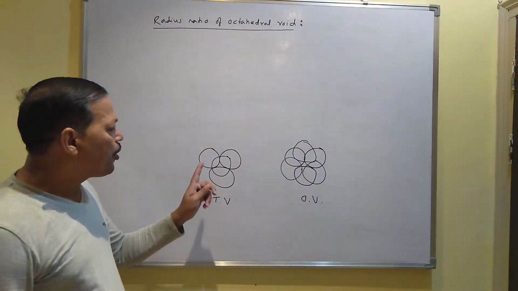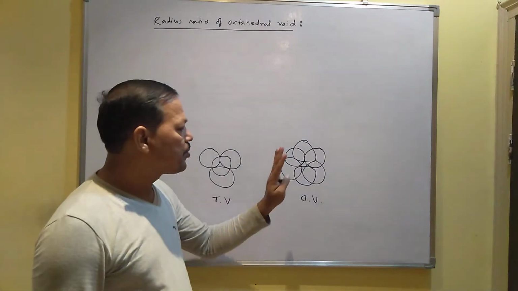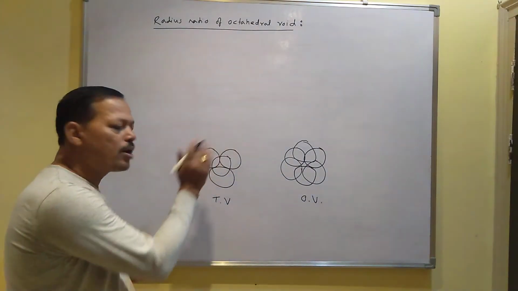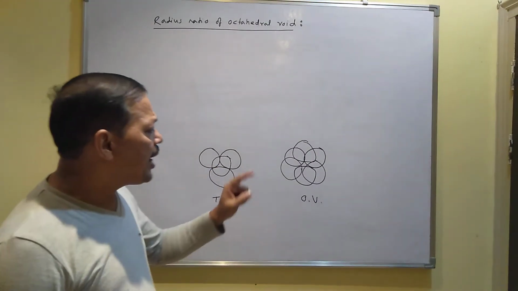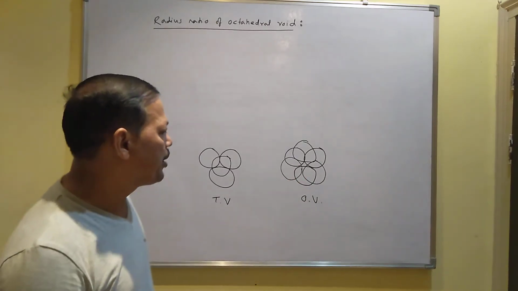So a tetrahedral void is formed by 4 particles, an octahedral void is formed by 6 particles. When a triangular void is covered by one particle, it is called a tetrahedral void, and the combination of 2 triangular voids generates the octahedral void.